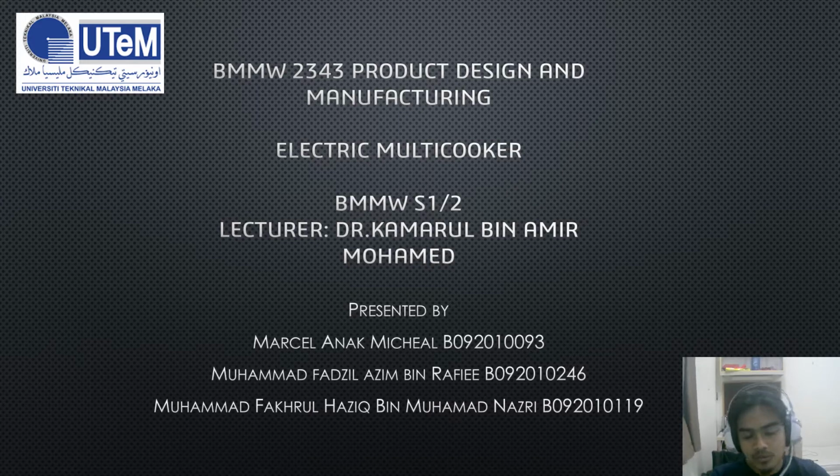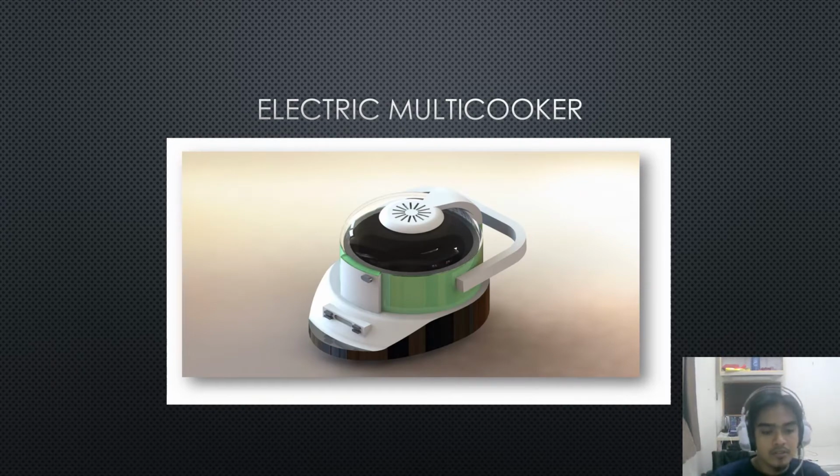Today in this video, my group and I will present on electric multicooker as our final project. Kitchen is one of the most important places for cooking, cleaning, and storing food and drinks. In our daily life, we spend a lot of time in the kitchen. Based on these factors, there are a lot of kitchen appliances. But there are advantages and disadvantages to be found in each kitchen appliance. Therefore, we chose electric multicooker to produce new ideas and design as an improvement.